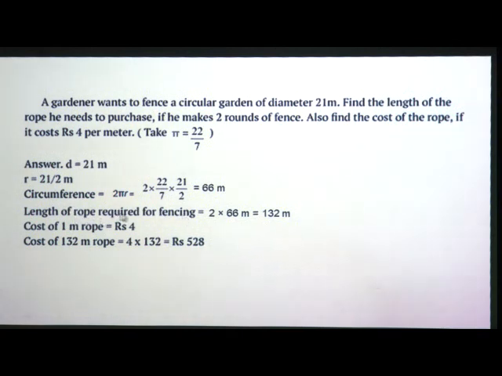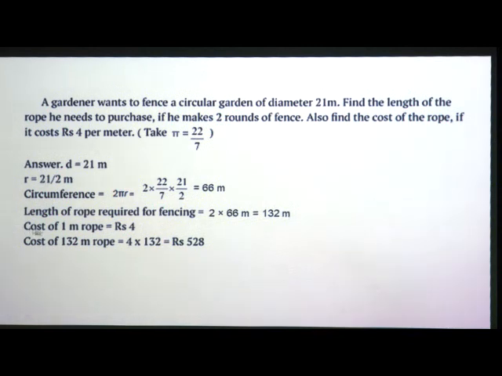Length of rope required for fencing: how many times do they want to fence? Two times, two rounds they want to make. So, 2 multiplied by 66 meter is equal to 132 meter. The total length of rope is now 132 meter, because we are making 2 rounds of the circular garden. So, for 132 meter we require rope.